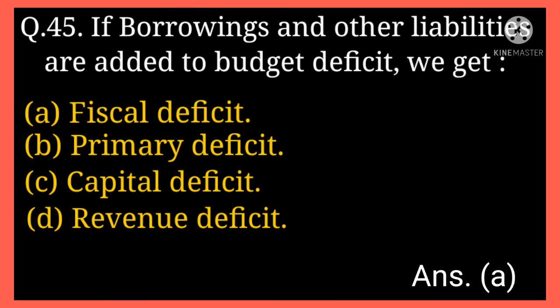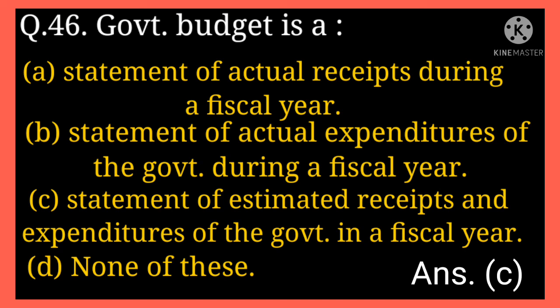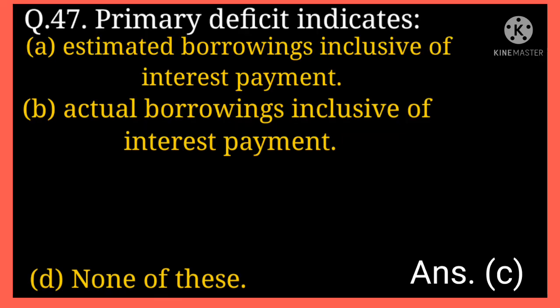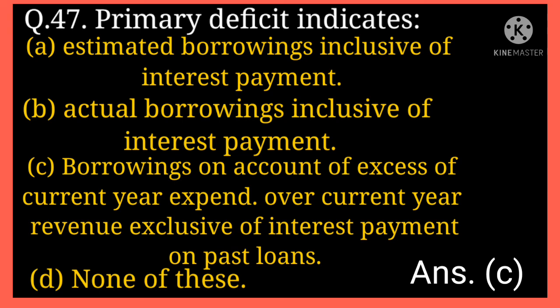Question 45 says that if borrowings and other liabilities are added to budget deficit, then what we get? Answer is A, that is fiscal deficit. Now the question number 46, what is government budget? It is a statement of estimated receipts and expenditures during a fiscal year. Answer is C. Now the question number 47, what does primary deficit indicate?